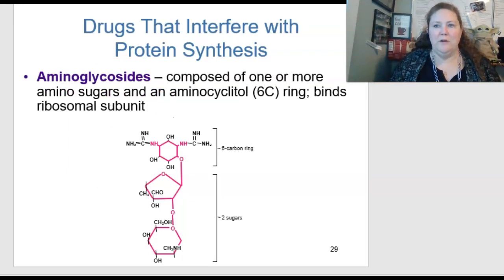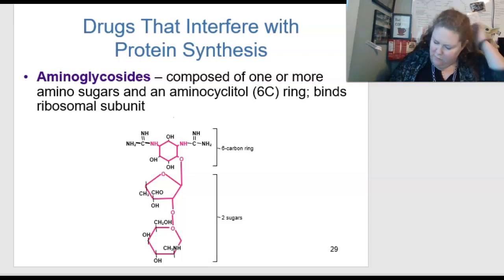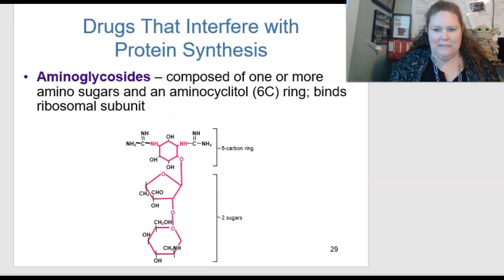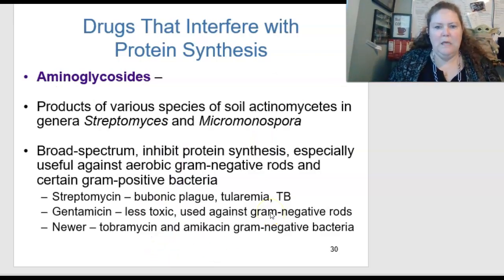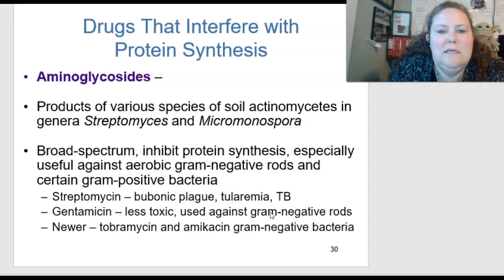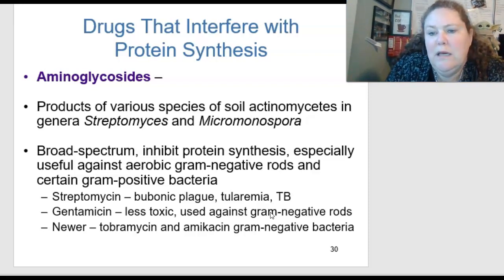When we talk about interfering with protein synthesis, these would be the amino, meaning protein, glycosides. And these are composed of one or more amino sugars on an aminocyclitol 6-carbon ring, and this would bind to the ribosomal subunit. So this is figure 12.9. And it's just saying that the colored portions of the molecule are found in all members of this drug class. Okay, so you have that 6-carbon ring that is right here, and then you have the 2-sugar backbone. Okay, the aminoglycosides, these are products of various species of soil actinomycetes.